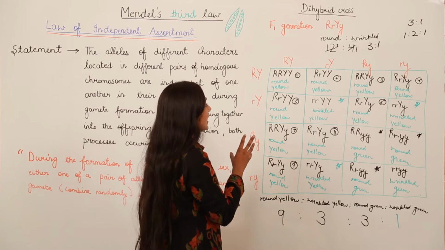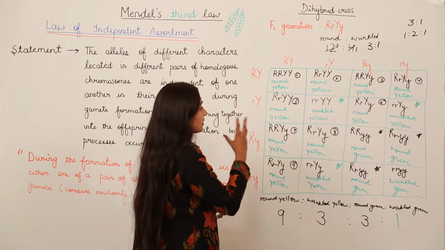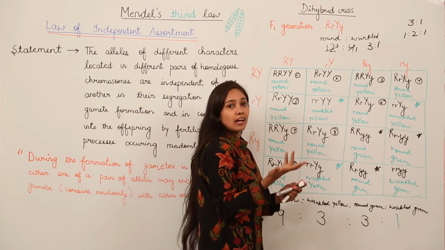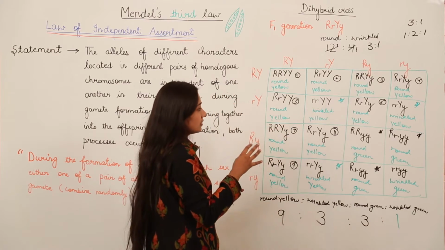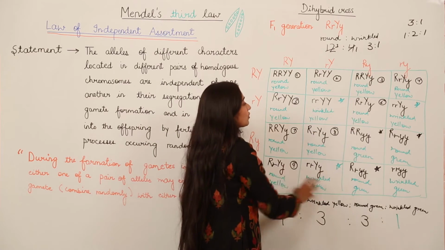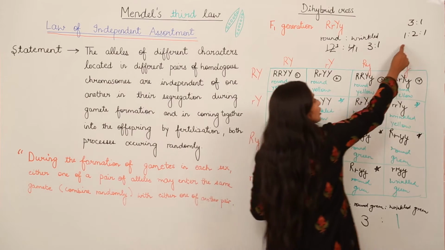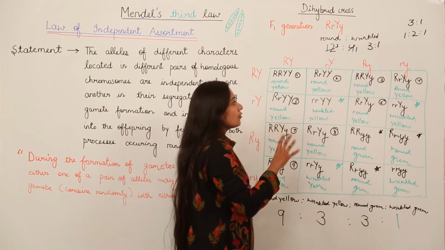Next we are going to have the genotypic ratio for it. How many seeds are going to be pure round? How many seeds are going to be hybrid round and how many seeds are going to be wrinkled? Remember, when we arrive at that ratio, it will be 1:2:1. So this is how we are going to prove this.